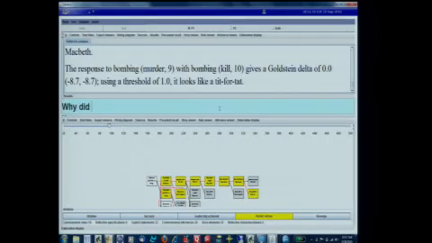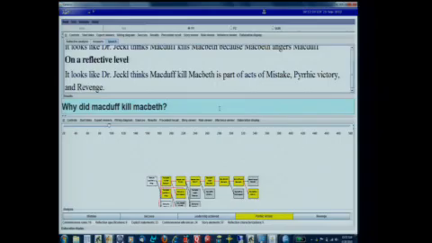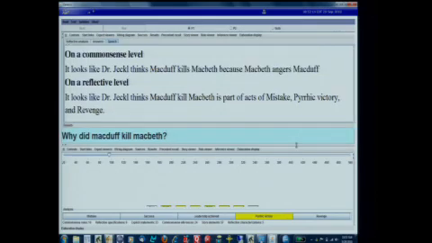Now once you're capable of doing that, of course, then you can find all sorts of things and you can report them in English, but more interestingly, you can answer questions. So why did Macbeth... it cares not a hoot about capitalization. On a common sense level, it looks like Macduff kills Macbeth because Macbeth angers Macduff. On a reflective level, it looks like Macduff killed Macbeth is part of a mistake, Pyrrhic victory, and revenge. Pretty corny speech output, but you see the point.